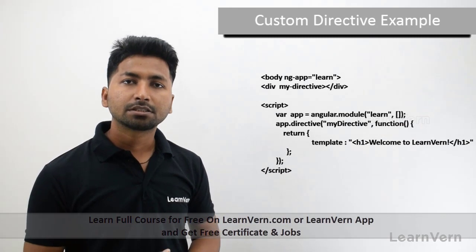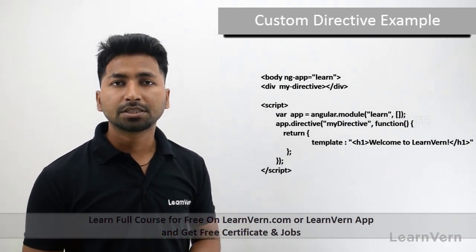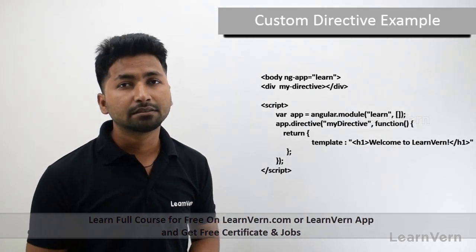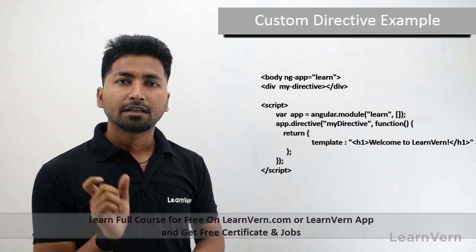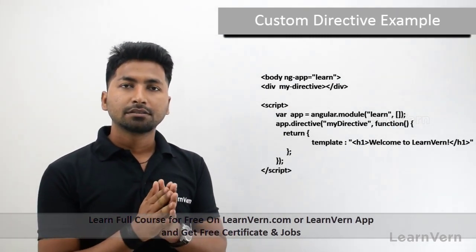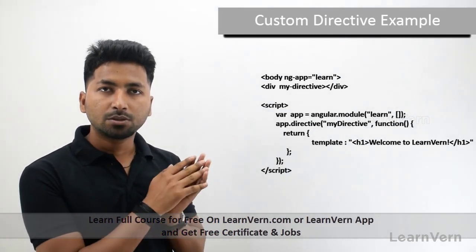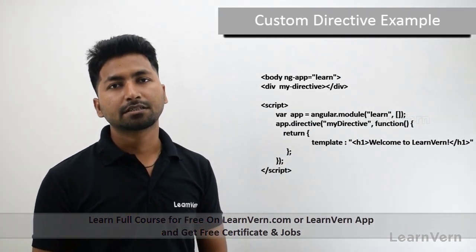So as a comment, how to use it? For that you simply write a comment. How to write a comment in an HTML file? Simply within angle brackets give an exclamation mark, then dash dash, and then your comment part. In that part you have to write directive colon, then your directive name. So in this manner you can use a directive as a comment.